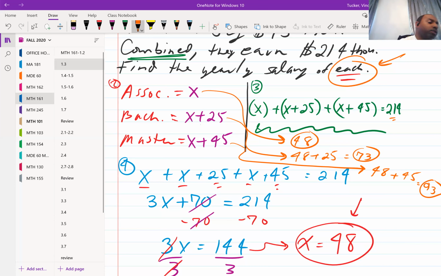And don't forget, all three of those should add up to give you 214. If they don't, then somewhere we went wrong.